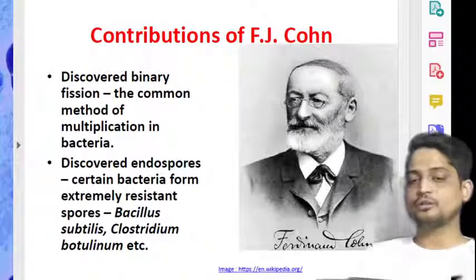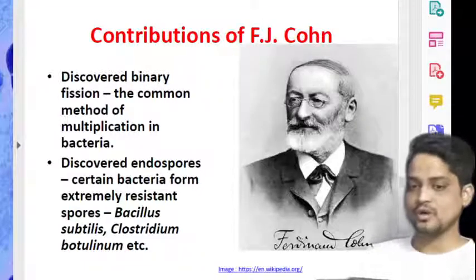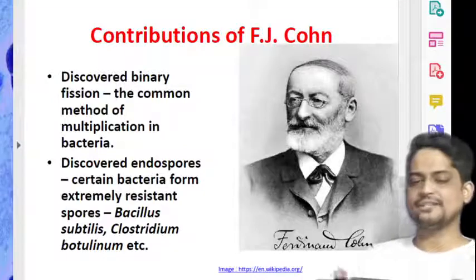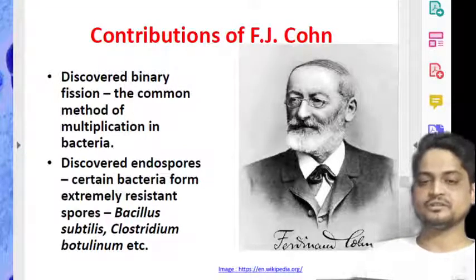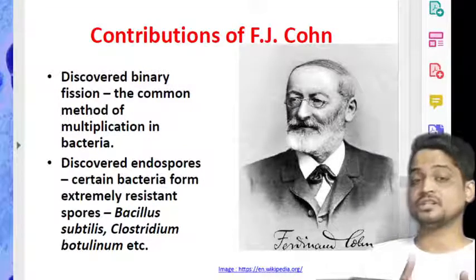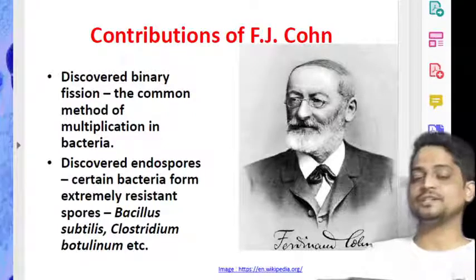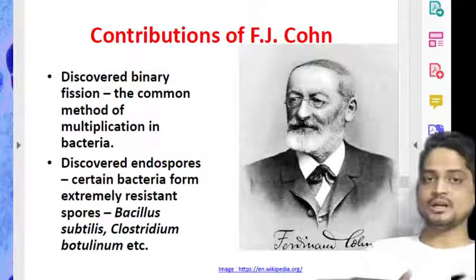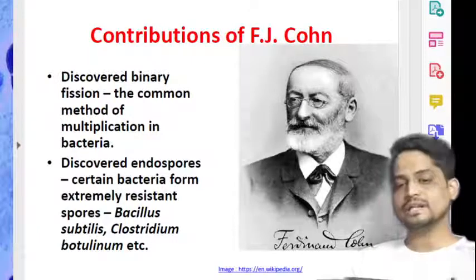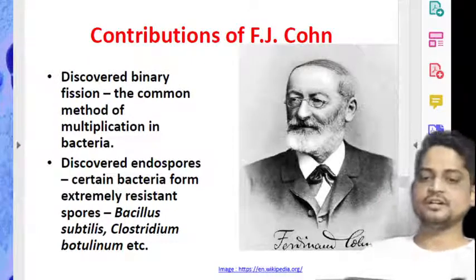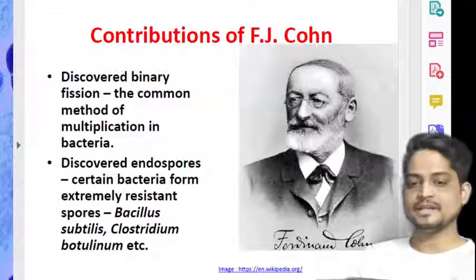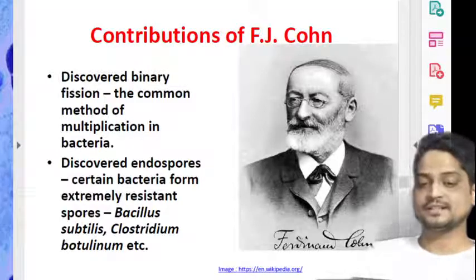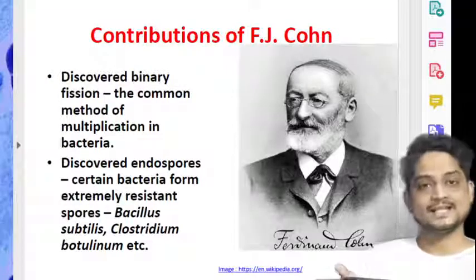Then let's focus on the contribution of F.J. Cohn. He discovered binary fission, which is a common method of multiplication in bacteria. So he discovered the type of cell division or reproduction in bacteria. He also discovered the endospore. Certain bacteria form extremely resistant spores, like Bacillus subtilis, Clostridium botulinum, etc.